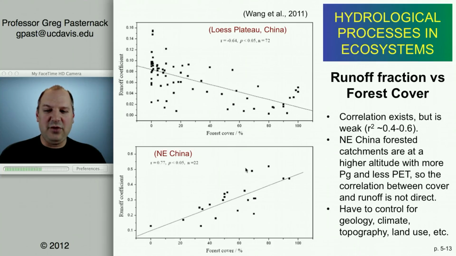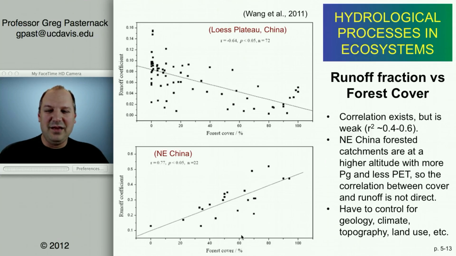In any case, if we look at Northeast China, it's like, what? What is this thing doing? It doesn't look anything like the Loess Plateau. In fact, not only that, as forest cover increases, the runoff coefficient is increasing. I'm not really sure what that means. What do you think?